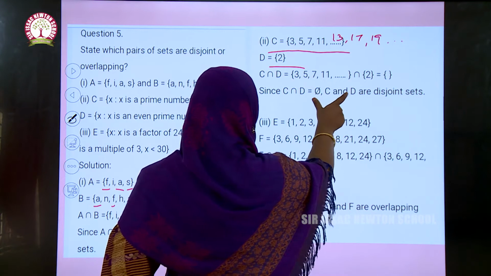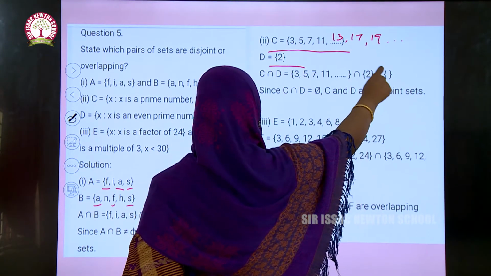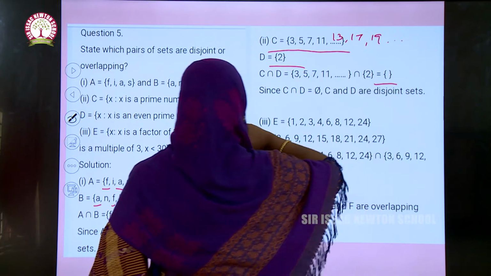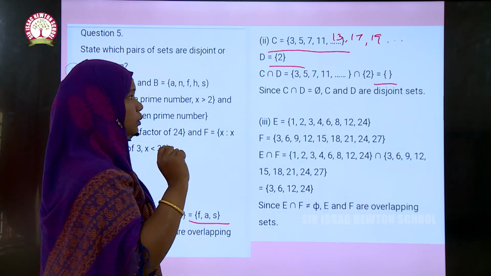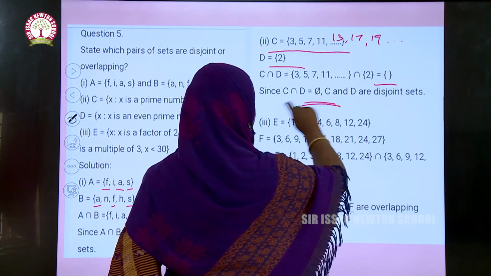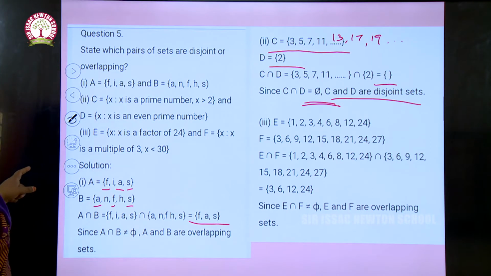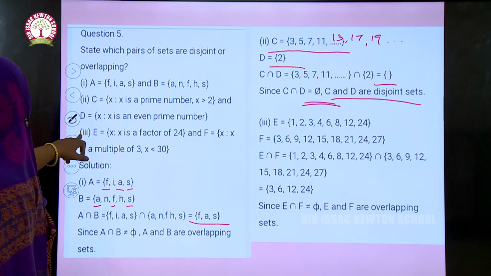2. Therefore, the intersection is nothing. There is no intersection part. Therefore, C intersection D is equal to a null set. There is no intersection. Therefore, we can say the sets C and D are disjoint sets.